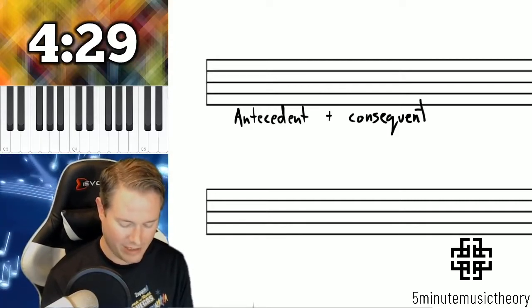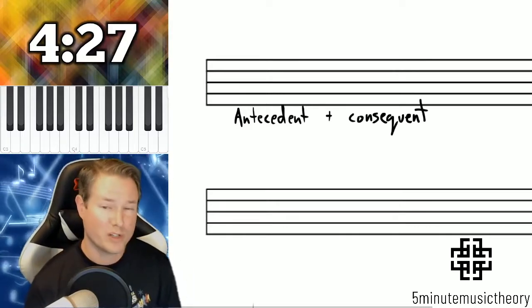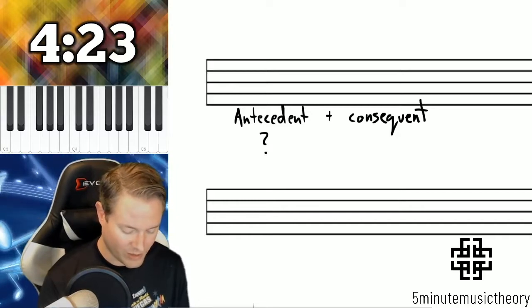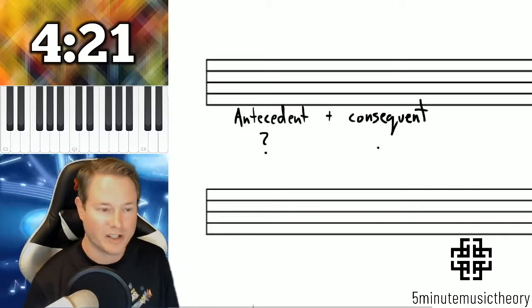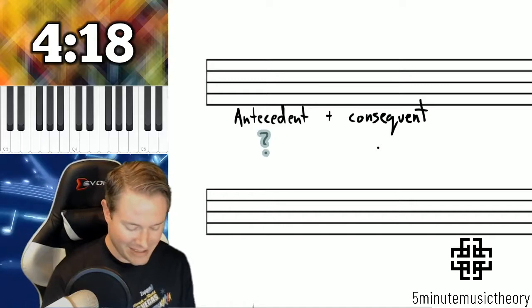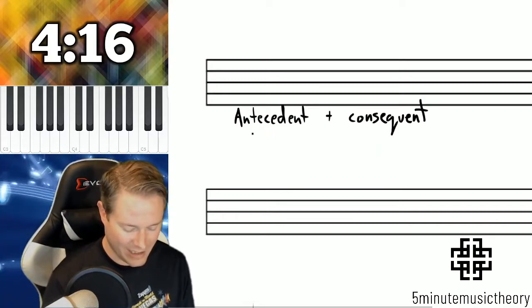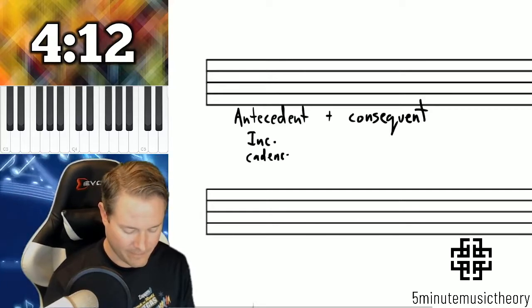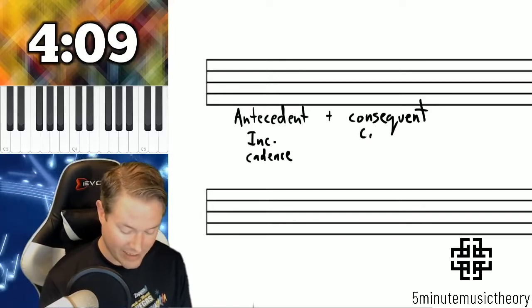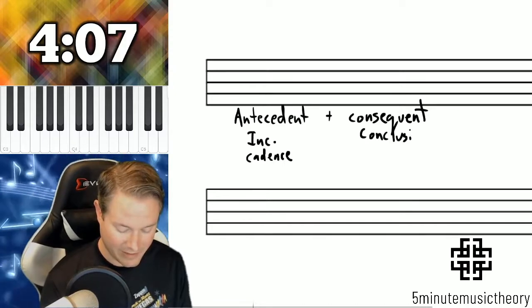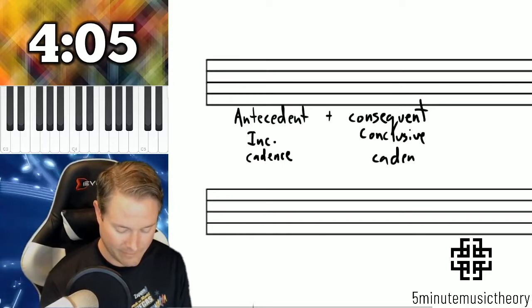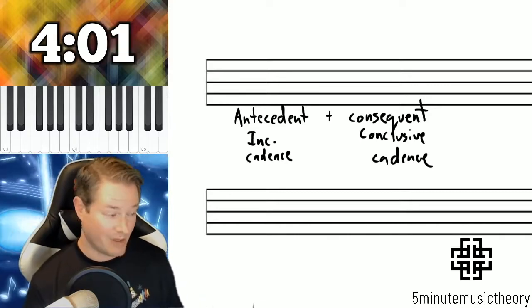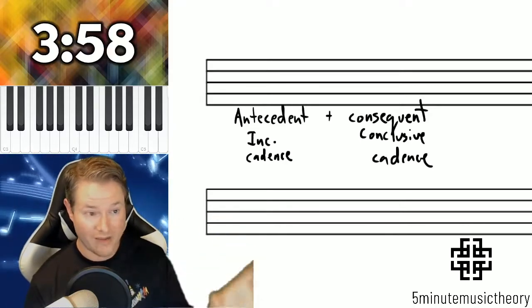Sometimes you might hear different terminology. This is the most common. An antecedent is your question, followed by consequent, which is the end of the statement, the response to that question. So an antecedent phrase always has an inconclusive cadence, and the consequent phrase always has a conclusive cadence. And with these together, we have a nice strong statement because we have the question followed by the answer.